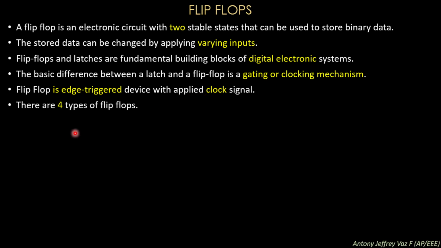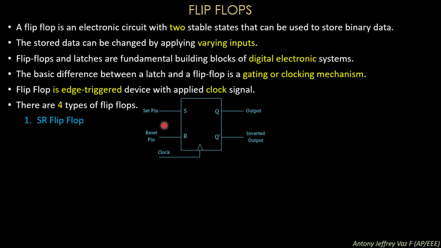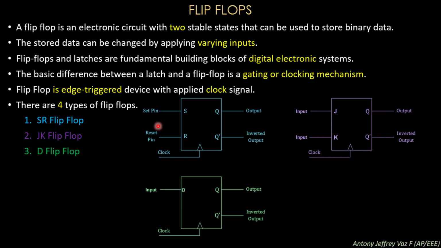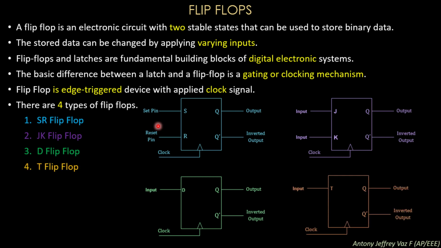There are four types of flip-flops available in digital electronic circuits. The first type is the SR flip-flop, the second one is the JK flip-flop, the third one is the D flip-flop, and the fourth one is the T flip-flop. So these are the four types of flip-flops available.